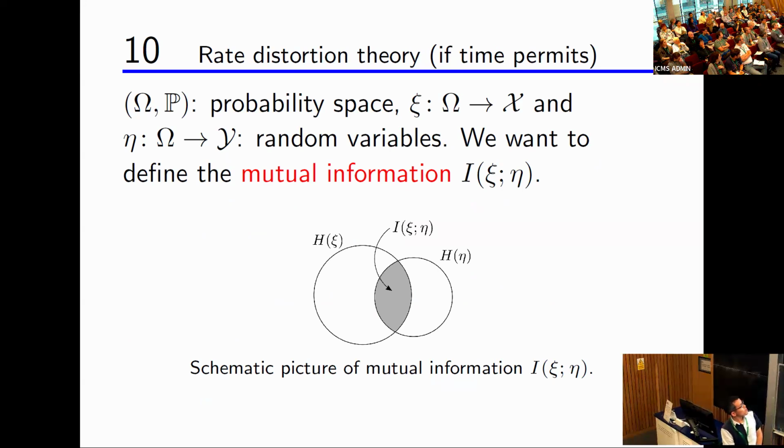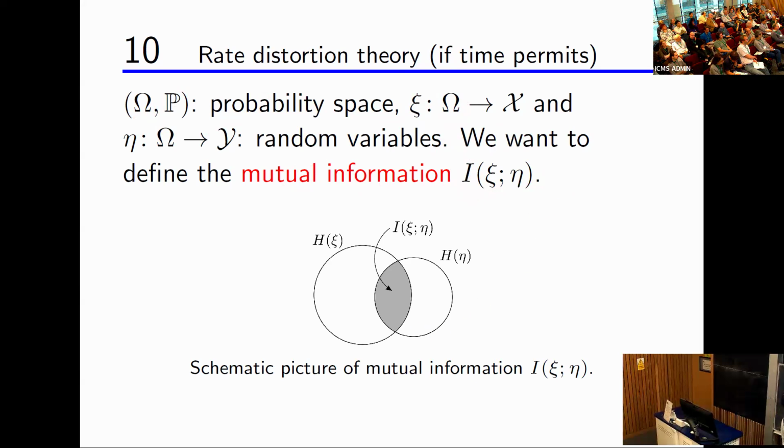I can explain some idea of rate distortion theory. I didn't explain the precise definition of the rate distortion function, so let's look at it here. Let (Omega, P) be a probability space, and let xi and eta be random variables defined on this probability space Omega. And we want to define the mutual information I(xi; eta). Schematically, it is like this picture.